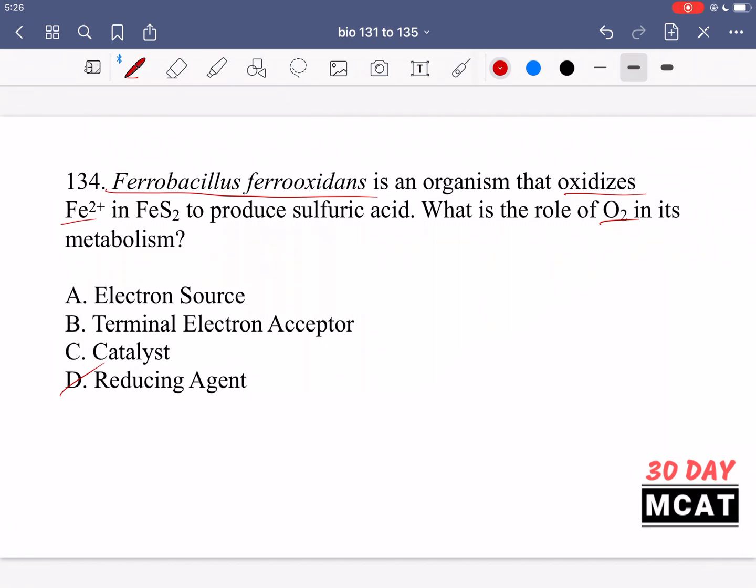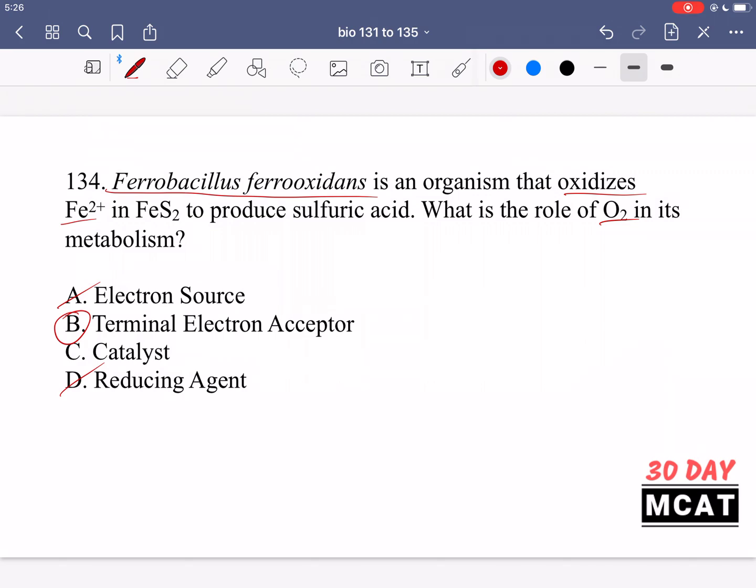So oxygen is an oxidizing agent, and remember that if something is an oxidizing agent, that means that it oxidizes something else, and it itself in turn must be reduced. So it's not an electron source per se, because when something is reduced, that means that you have gained electrons. Option B is correct. It must have gained those electrons from the iron. That would be the electron source. It is the terminal electron acceptor.